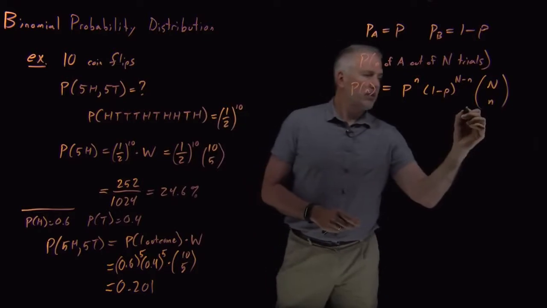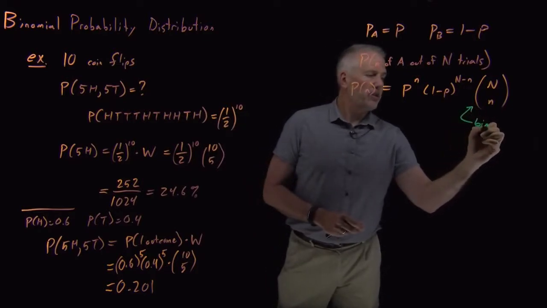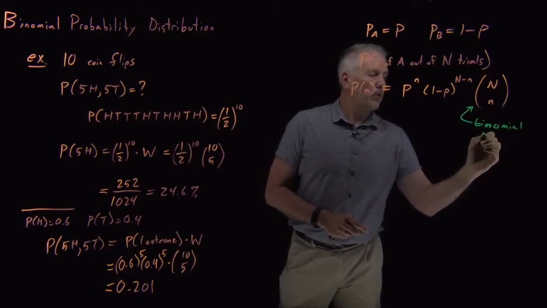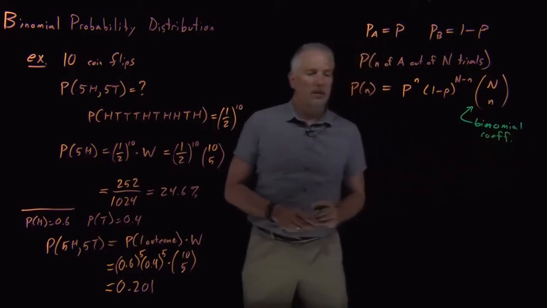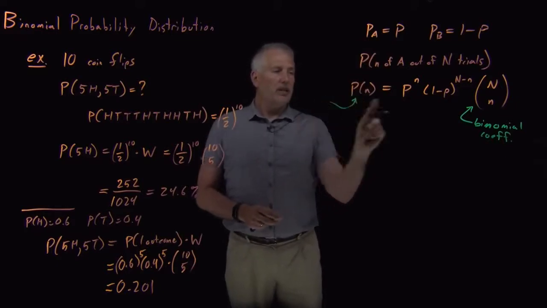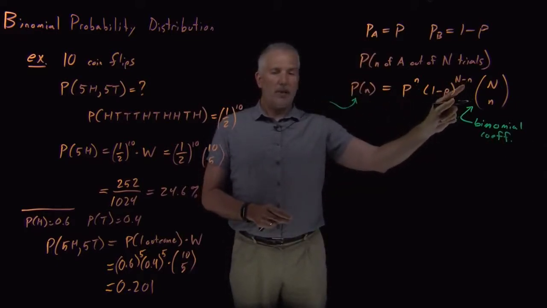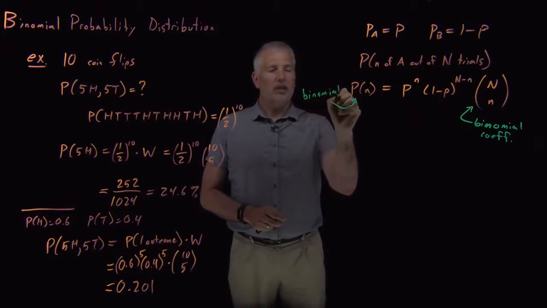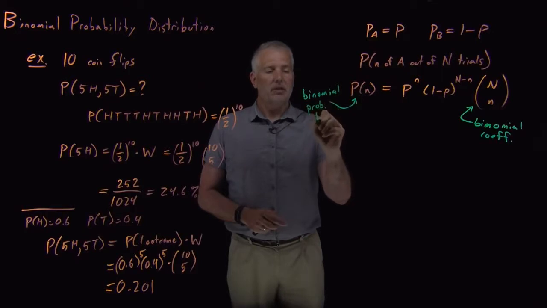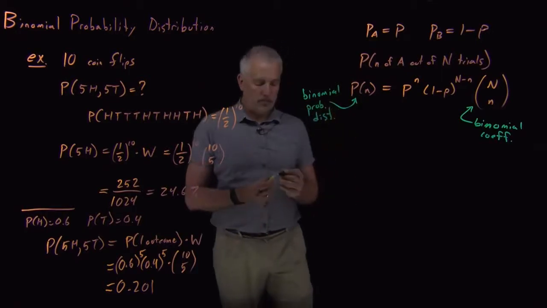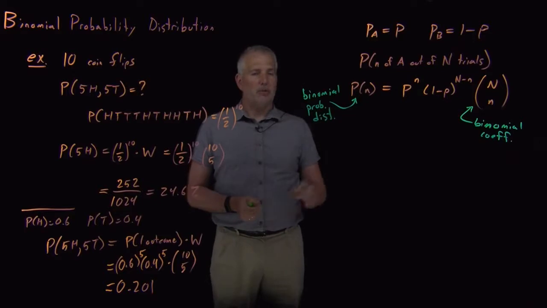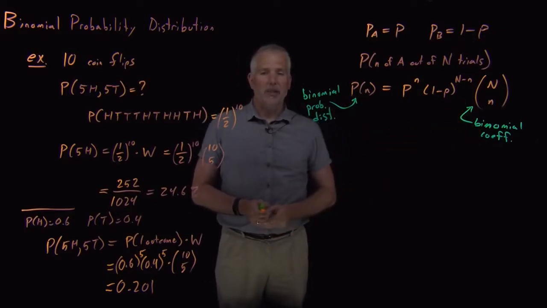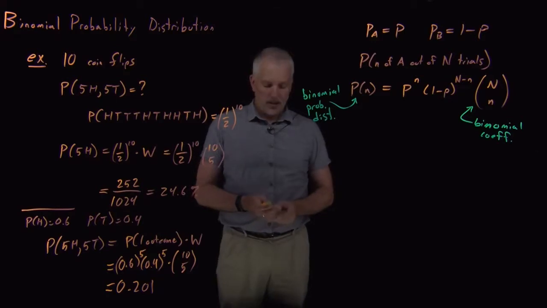Notice, be careful with the terminology here. Remember that this thing, big N choose little n, we called a binomial coefficient. This probability, P to the n, 1 minus P to the N minus n, times a binomial coefficient, that thing is called a binomial probability distribution. So there's some possibility of getting confused between those two terms, but one is talking about a probability, one is talking about a multiplicity, a count of the number of ways something can happen. Keep those two terms in mind.